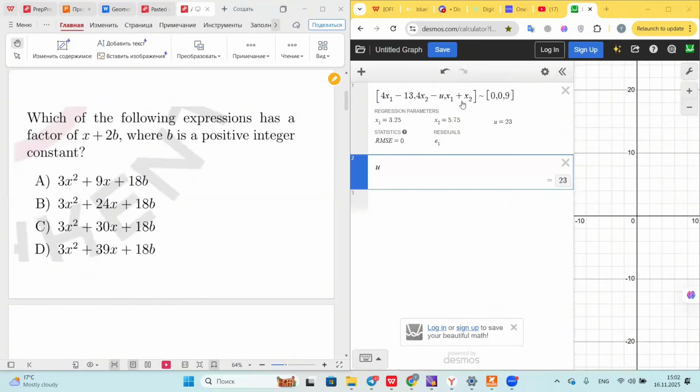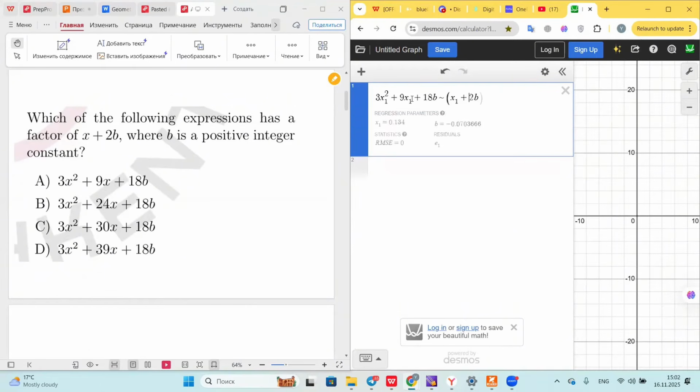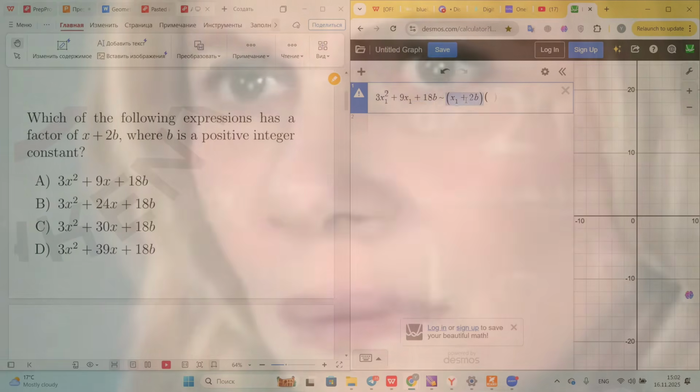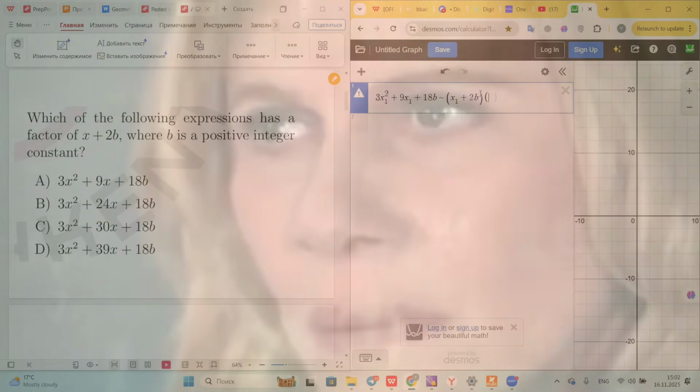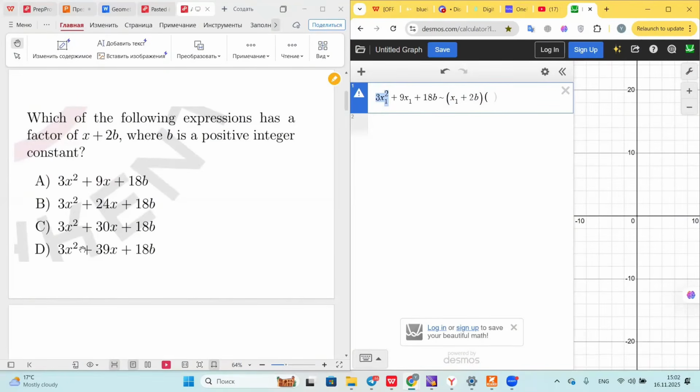The next type of question is very important, like one that appeared on the September test. What you can do when you are given two functions: here 3x1 squared plus 9x1 plus 18b, and this one is x1 plus 2b. Think about it: this is an expression and it is a factor. What is the other factor? While opening the bracket, you should get 3x squared. In all options, you should pay attention to 3x squared and to 18b, 18b, 18b. That's why x1 you should multiply by 3x1.